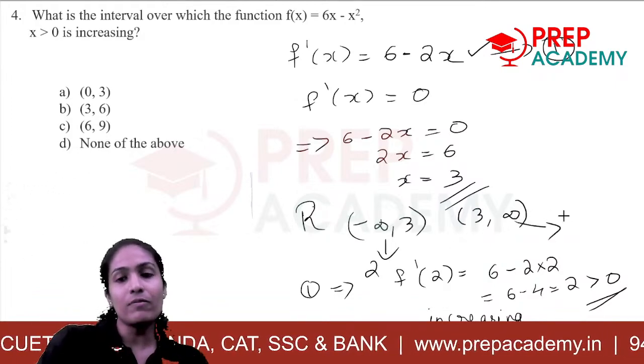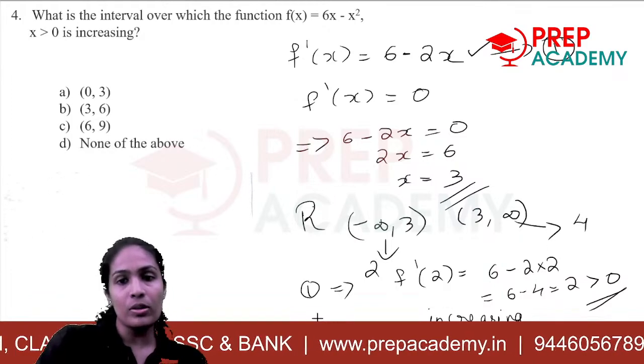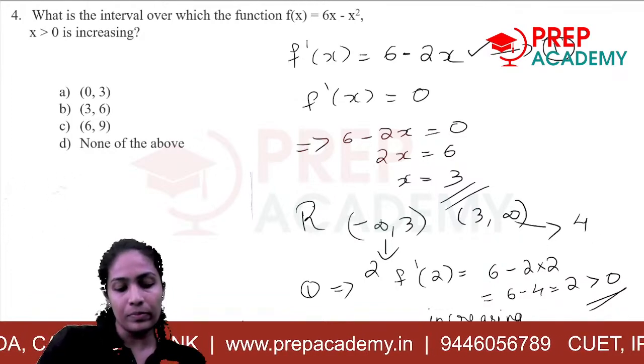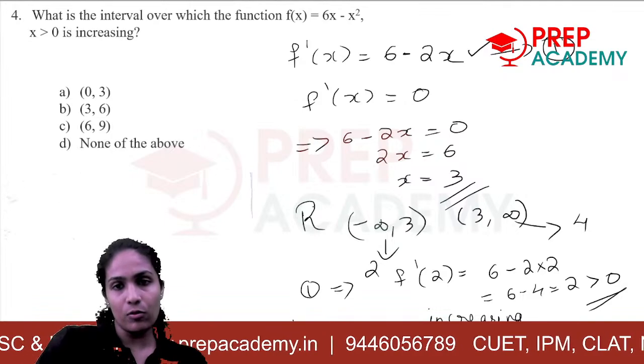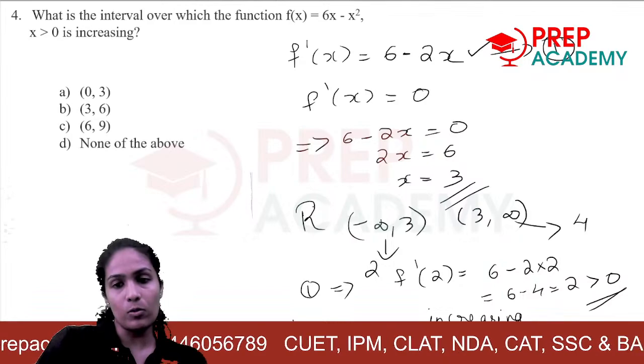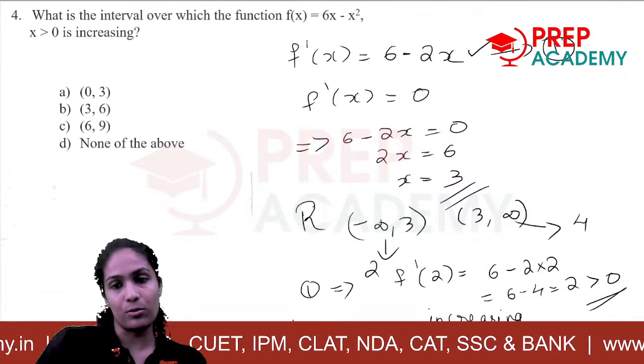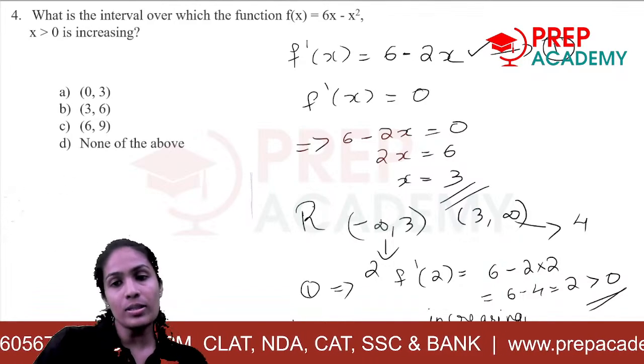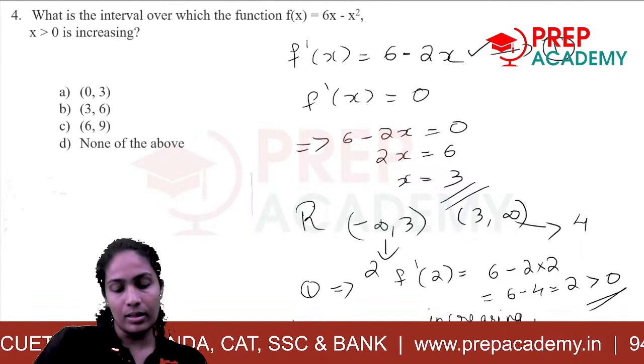Now if you take a point from the second interval, 3 to infinity, we can take the point 4. So from equation 1, f dash of 4 is equal to 6 minus 2 into 4, which is equal to 6 minus 8, which is equal to minus 2. Minus 2 is less than 0.